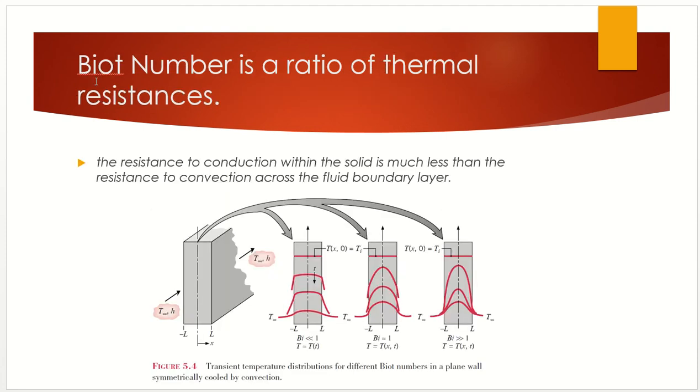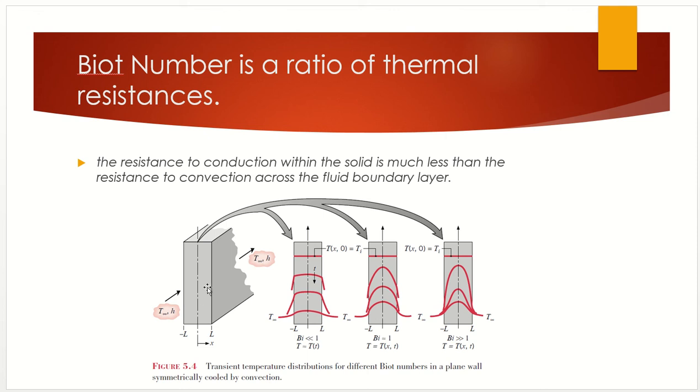The primary focus of transient conduction is noticed by its Biot number and its Fourier number. The Biot number is a ratio of thermal resistances. The definition from the book is located here. This graphic here, figure 5.4 in the textbook, in the 6th edition of Fundamentals of Heat and Mass Transfer, we see different Biot numbers through the same material.